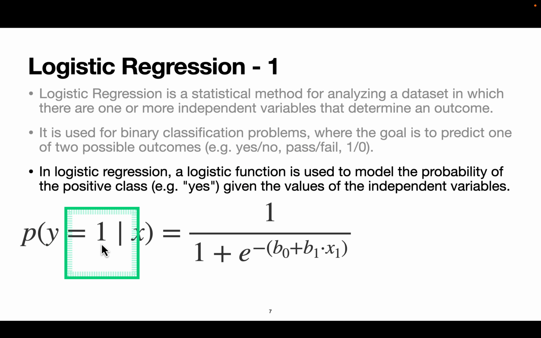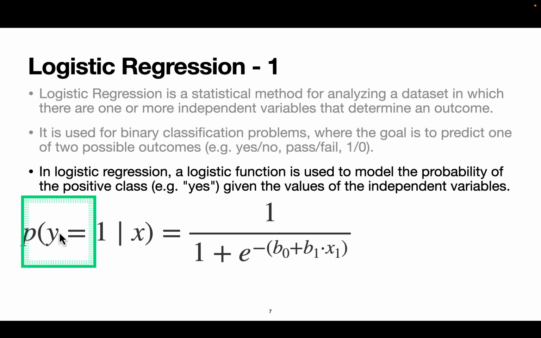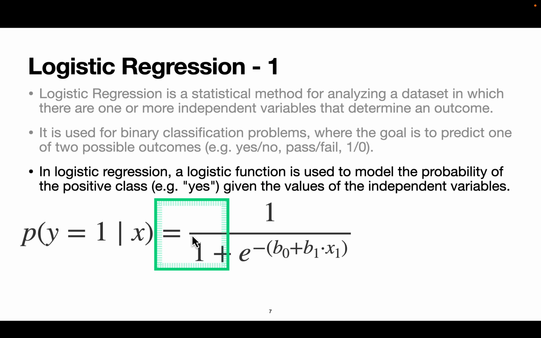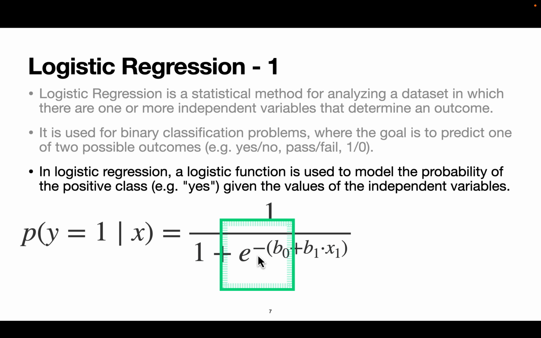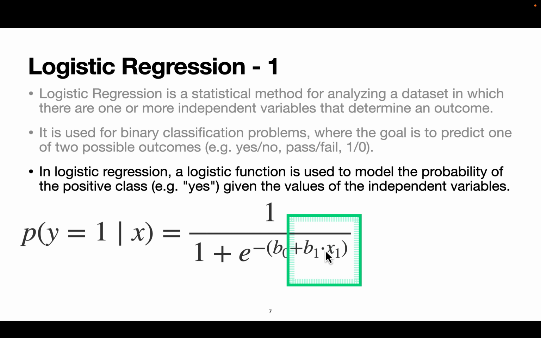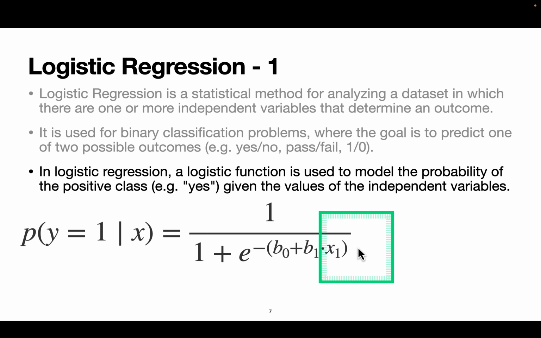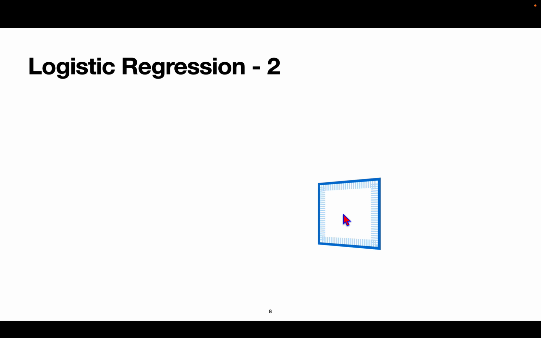So the equation looks something like this. P, the probability of y, and the actual equation will be 1 divided by 1 plus e raised to the negative of b0, which is the intercept, plus the feature. So if there is only one feature, x1 multiplied by b1, which is the coefficient, a weight that is multiplied to feature 1. In case there is only one feature, but of course in the real world there will be many other features which will be taken into consideration.